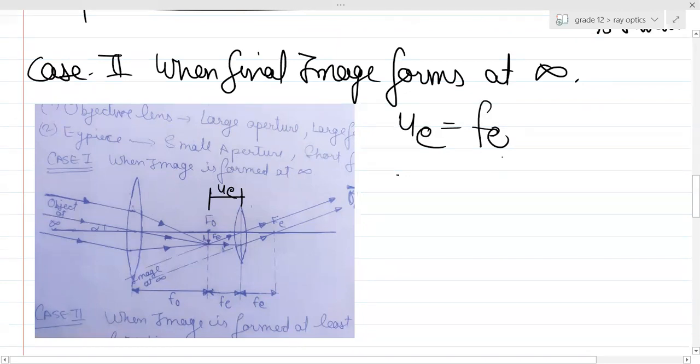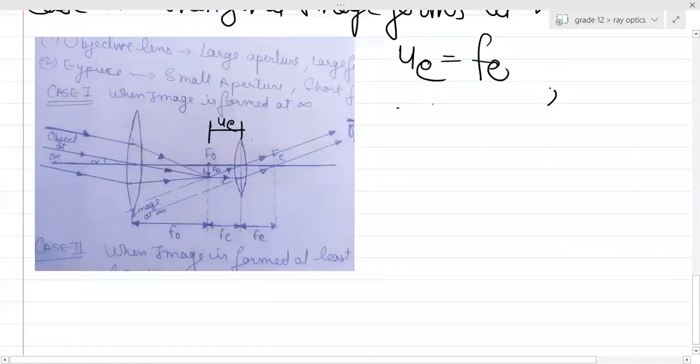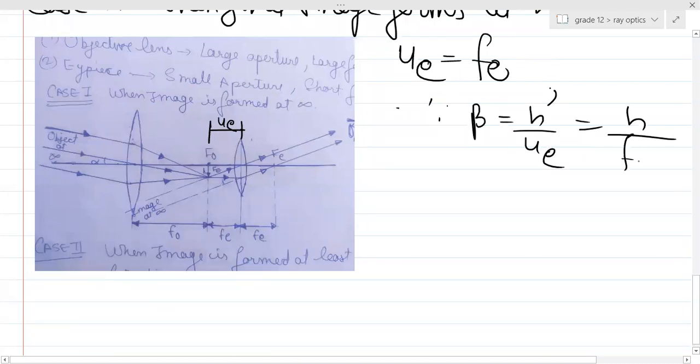UE is equal to FE, and so from here, you remember beta, which is H upon UE. याद है आपको guys? Beta was H upon UE, right? So since beta was H upon UE, it becomes H upon FE. Just remember this condition. आपको सिर्फ ये पहली वाली condition याद रखनी है, and if you can remember the figure, then automatically your answer will be done. है ना?